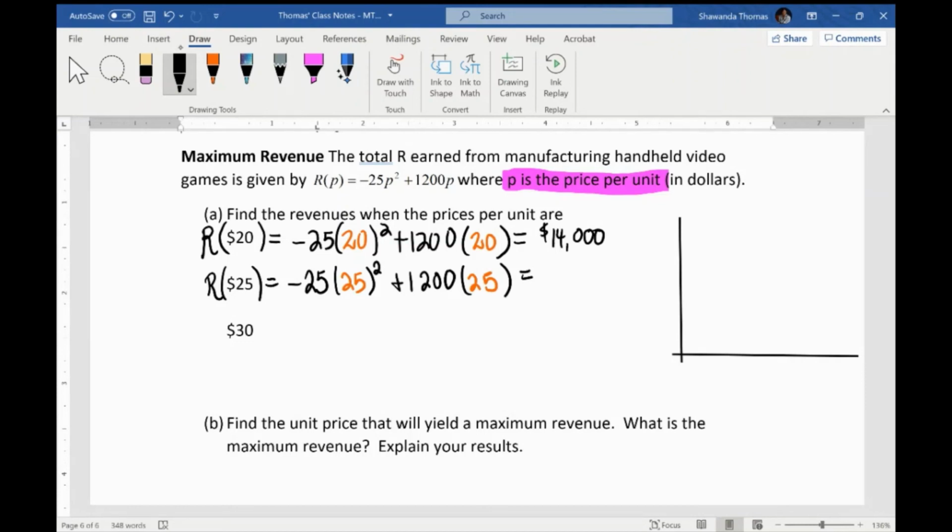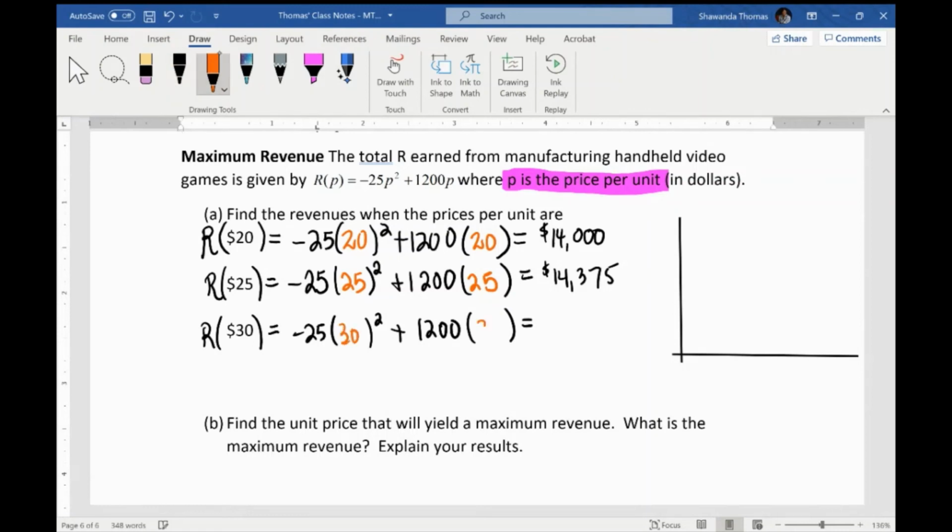14,375. Correct. So it did increase. It didn't increase a lot. Okay. What about if we charge $30? Whoever is the boss of the company, let's charge $30 for it. Do y'all think it's gonna increase our revenue? Good question here. Will it increase our revenue if we charge $30 for this game?